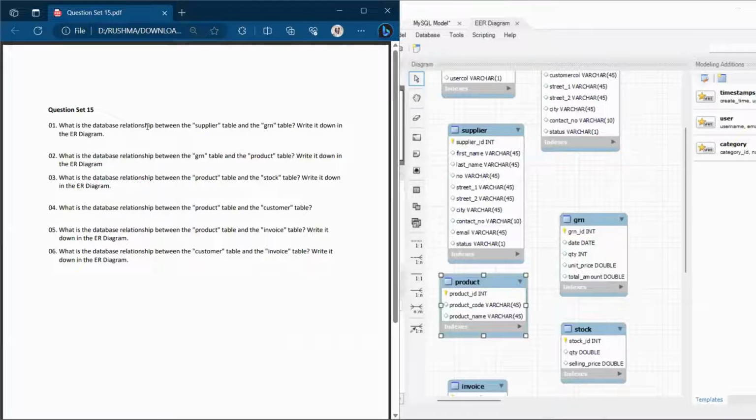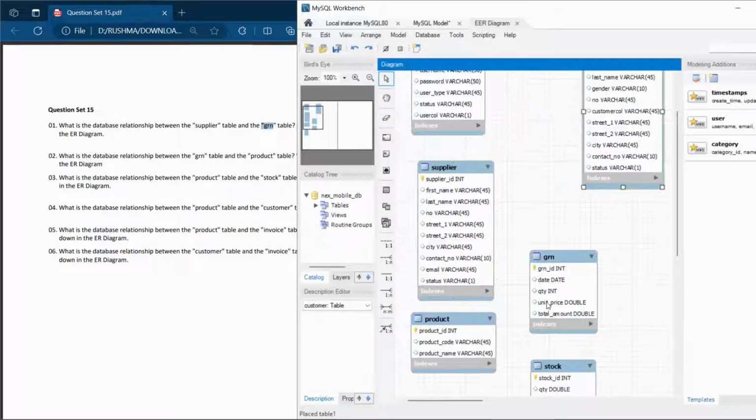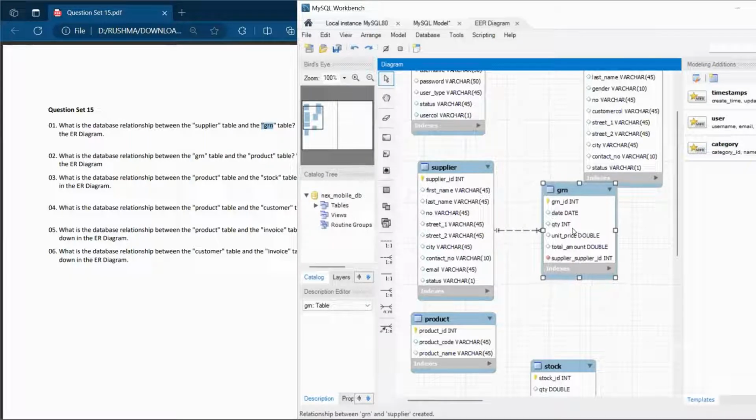They're asking what is the database relationship between supplier table and GRN table. So let's have a look at the supplier table and the GRN table. One supplier can have many GRNs, but one GRN belongs to only one supplier. So that gives us a one-to-many relationship. The many part goes to GRN and the one part goes to supplier. So this is how we make a one-to-many relationship.